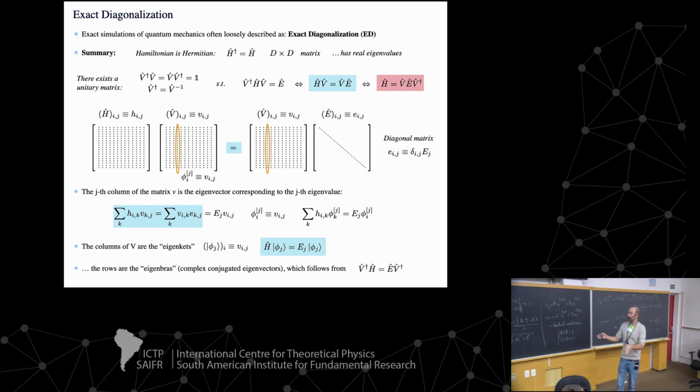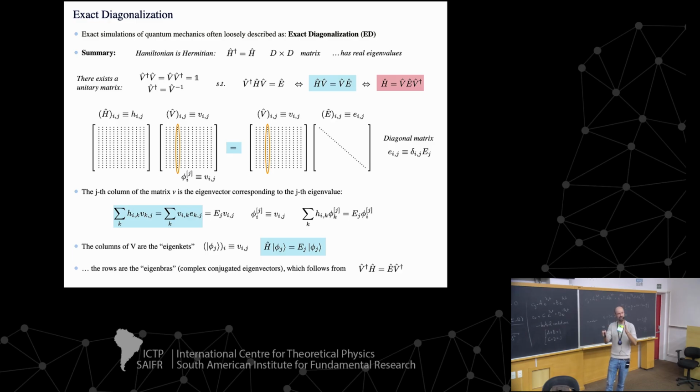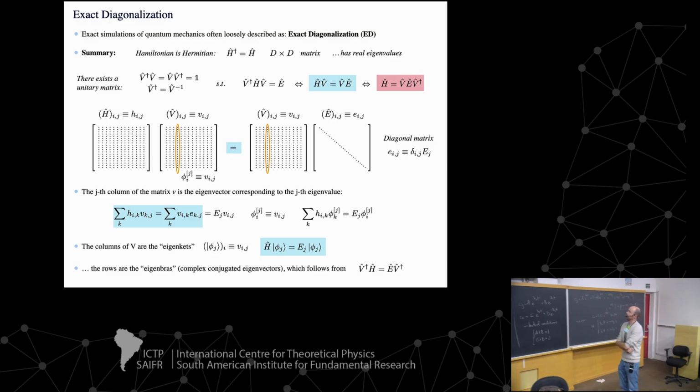But if you do this full diagonalization, if you do compute all of the eigenstates of your system, you can then do an arbitrary time evolution of your system. So this is what I want to show here. Taking a step back, what's diagonalization?